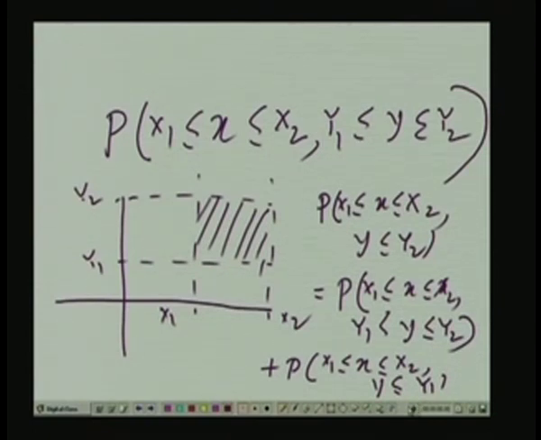Now, this is my quantity of interest. I wanted to find out what it is. I know what it is. It was derived earlier. This is what? F of x2 comma y2 minus F of x1 comma y2. And this is what? F of x2 comma y1 minus F of x1 comma y1.